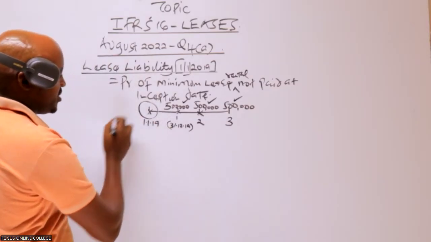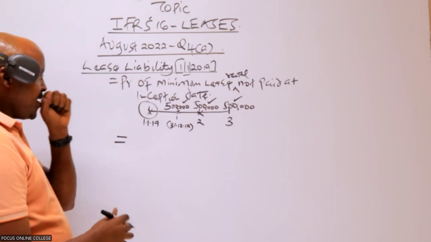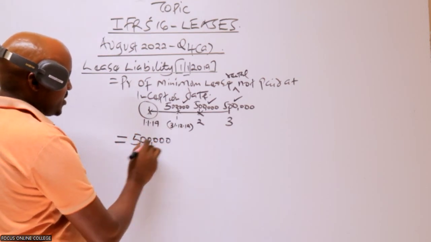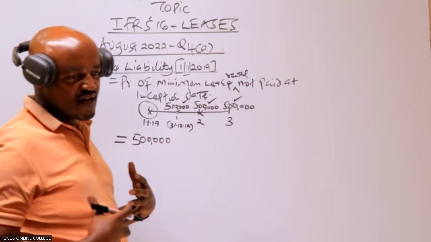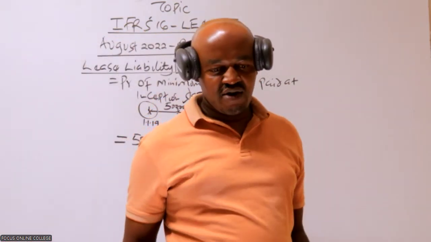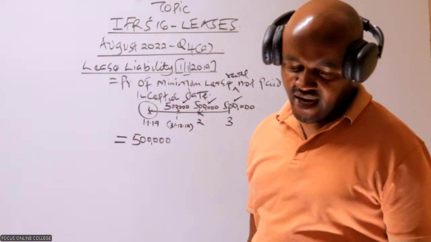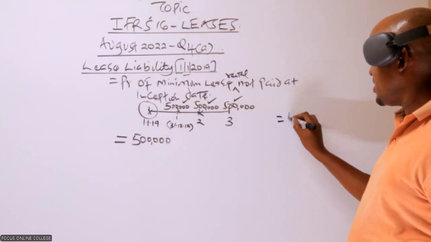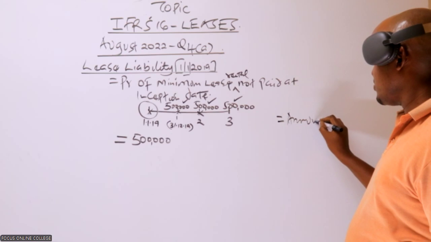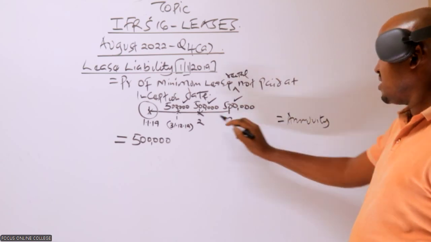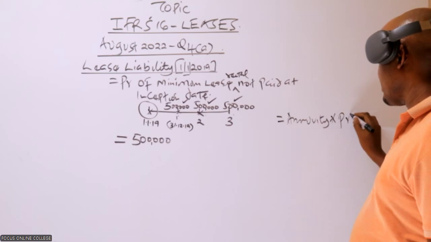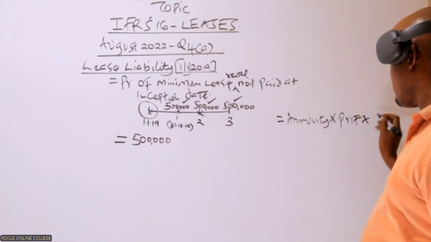So this particular amount, this and this, are the minimum lease rentals which were not paid at the inception date. This is the inception date. Do we have any amount which was paid there? No. So therefore, we take 500,000 and take into account this is an annuity. How do we discount an annuity? I don't know whether you have fully covered this in FM. To discount an annuity, we take the annuity, which is basically a series of payments or cash flows like this one, and multiply it with the present value interest factor of annuity.